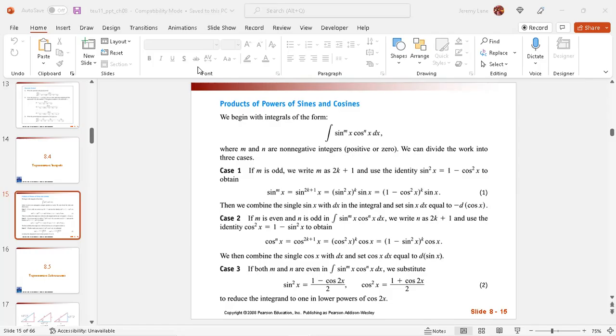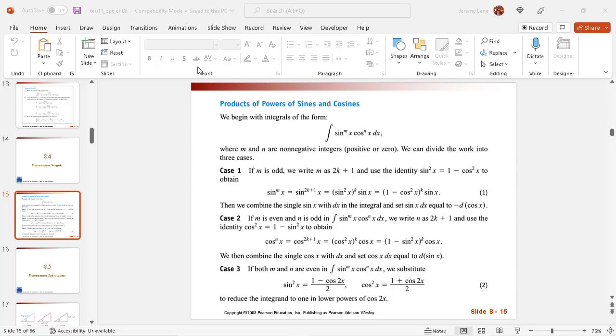So when m is an odd number, the sine has an odd power, you're going to factor out one of those sine functions, and you're going to use that to set up a u substitution situation.